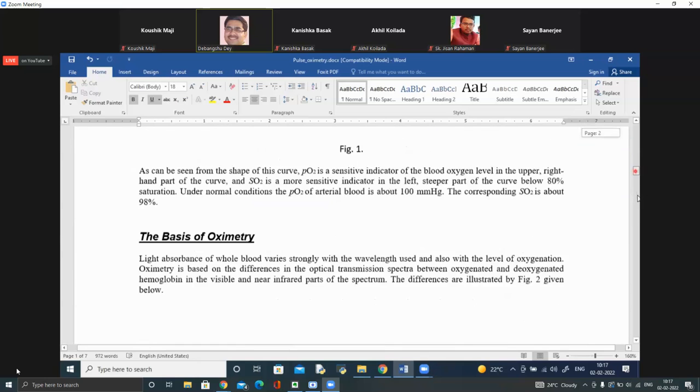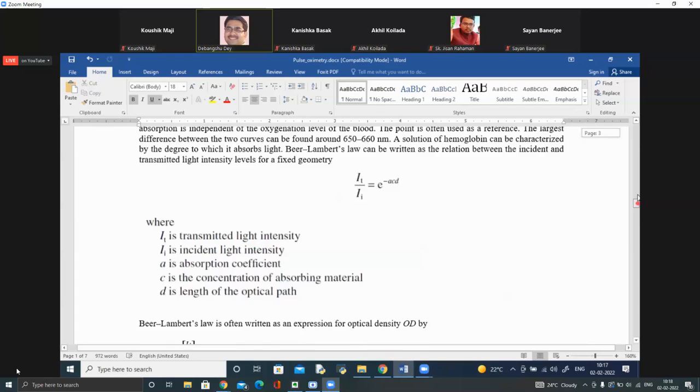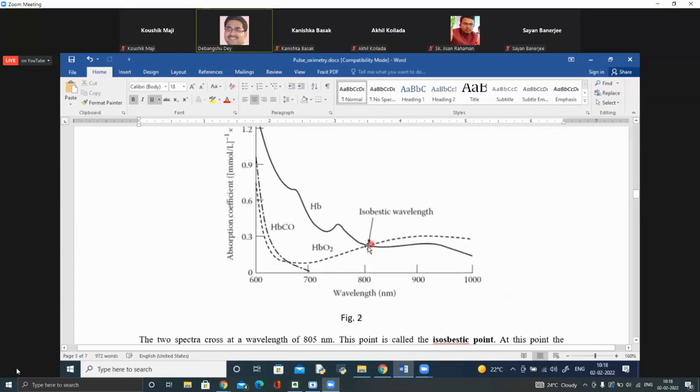Usually two wavelengths are chosen. One is where they have a small or low difference, sometimes close to this 900-something nanometer, and the other is near about, say, 600, where Hb and HbO2 have quite different absorption coefficients, to segregate them. So that is why two wavelengths are there.